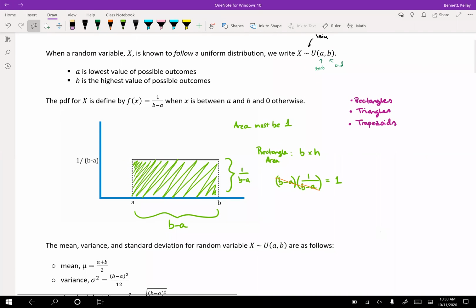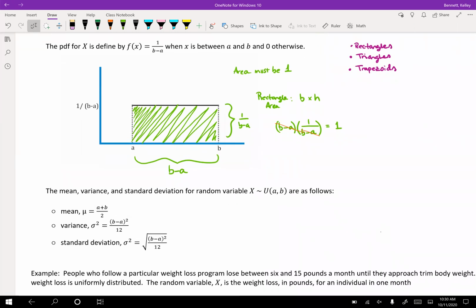So as promised in 5.1, we're dealing with continuous probability distributions that have known mean, variance, and standard deviation. So much like when we discussed the binomial distribution, we knew how to compute the mean, variance, and standard deviation just by a few key values, particularly n and p. Now, in order to compute the mean, variance, and standard deviation for a random variable that follows a uniform distribution, we just need to know A and B. And in fact, that's part of the reason why we write it like this.